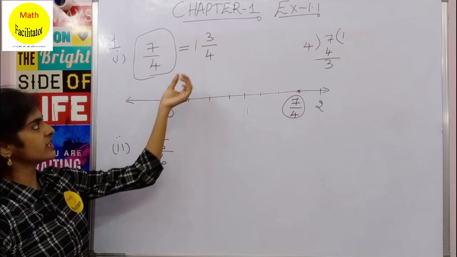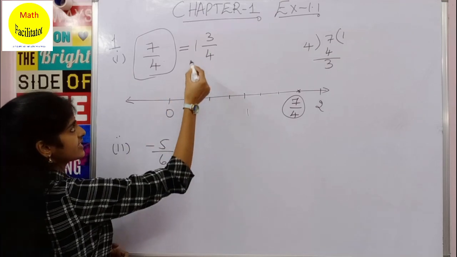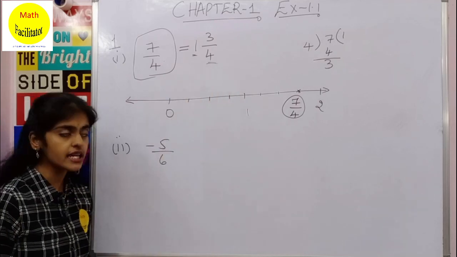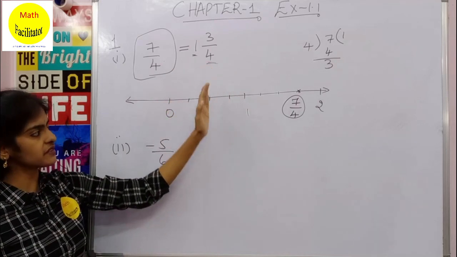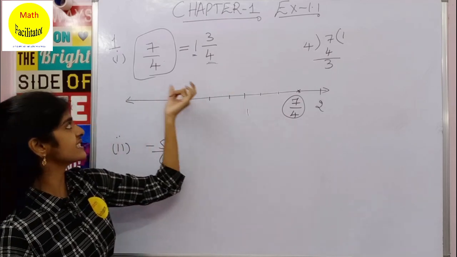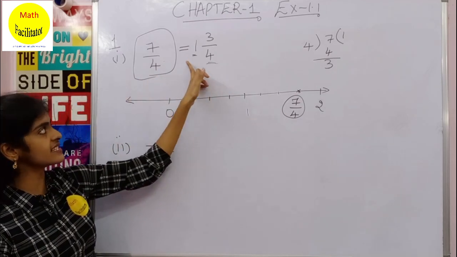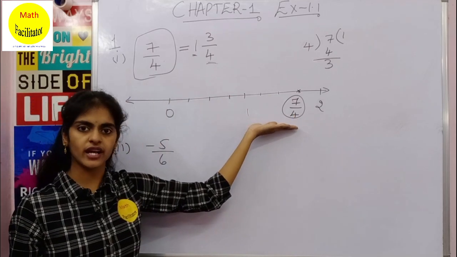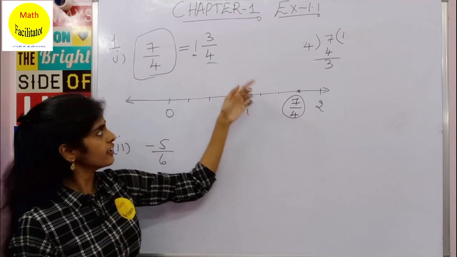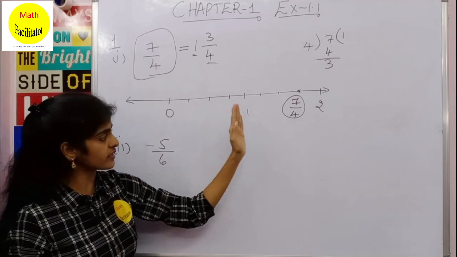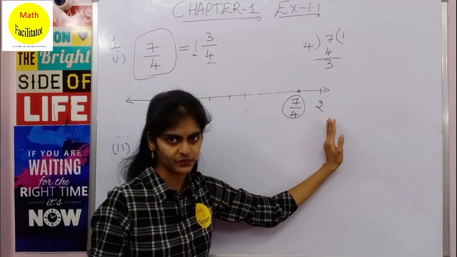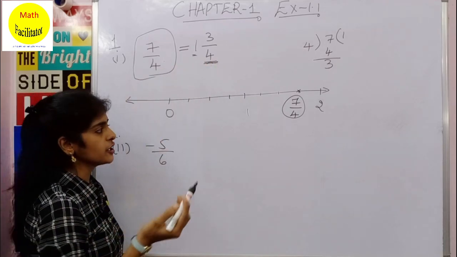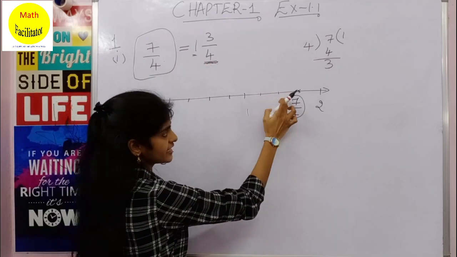By seeing this you can see this is the integral part and this is the fractional part. The integral part tells you between which two numbers this fraction lies. Since the integral part is 1, this rational number lies between 1 and 2. So you are taking the distance between 1 and 2. Now see what is the denominator here? Denominator is 4, so between 1 and 2 you will divide it into 4 units.